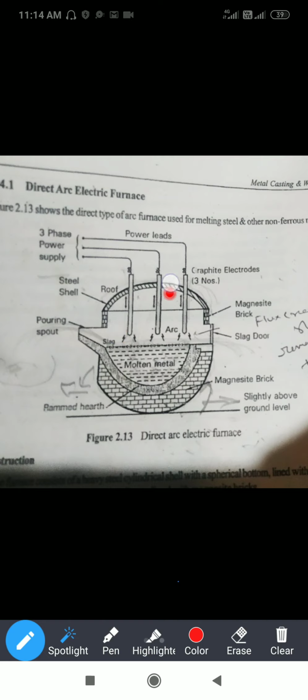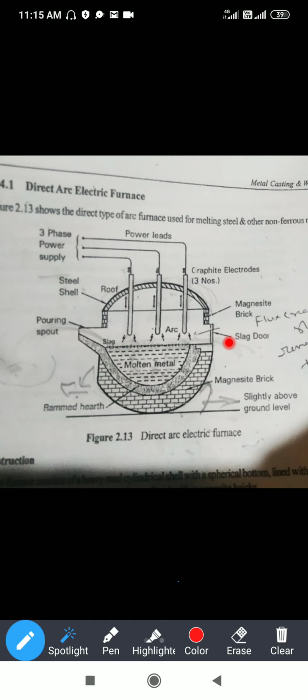There are 3 holes given in the roof, and through these 3 holes the electrodes are inserted within the roof. These electrodes are made of graphite. These electrodes are connected to a 3-phase, high voltage power supply so that the electrodes can be charged. And you can see the steel shield roof is there. This is the simple construction of a direct arc electrical furnace.